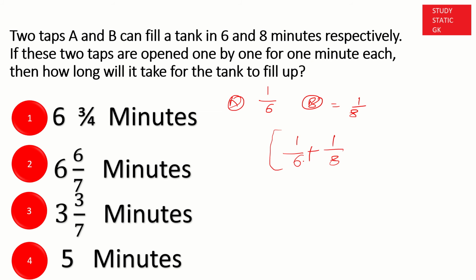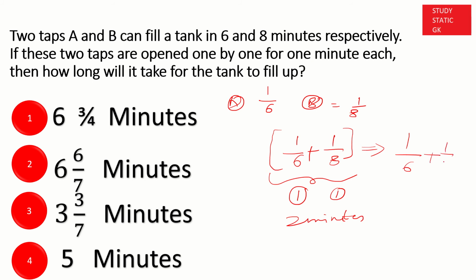So for example, take 2 minutes. This is 1 minute, this is 1 minute, so total 2 minutes. After this, again A will be opened and B will be closed, then B will be opened and A will be closed. Sorry, B's part is 1 by 8. So this is the third minute and fourth minute, like this it will continue.